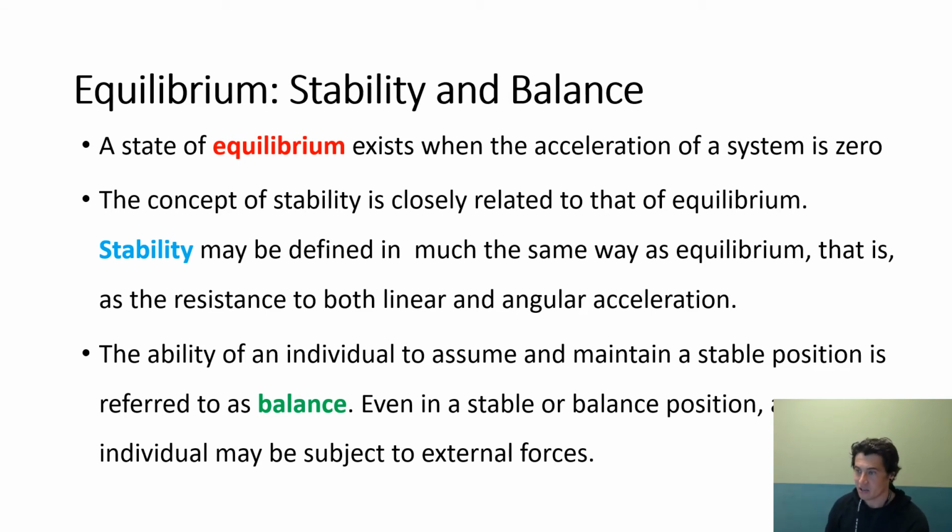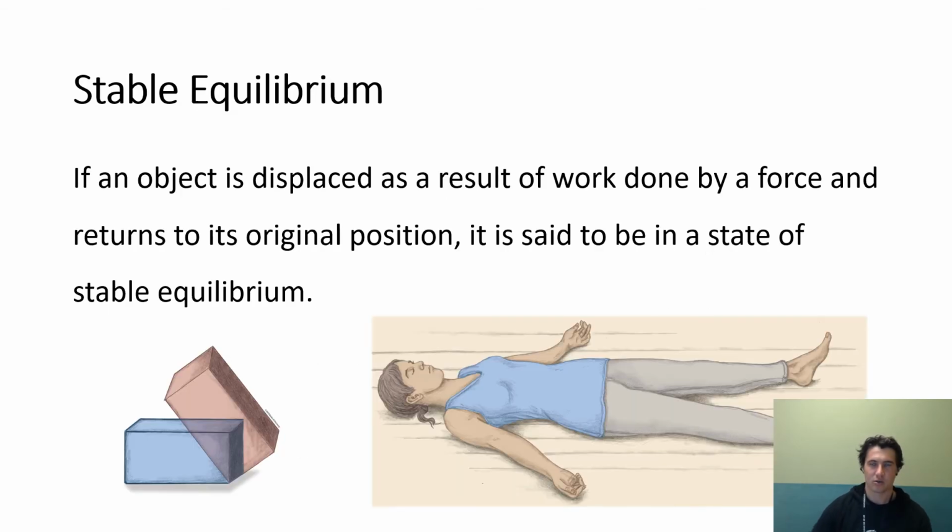The ability of an individual to assume and maintain a stable position is referred to as balance. Even in a stable or balanced position, an individual may be subject to external forces. So sometimes forces are just too big to be able to withstand. Walking is a good example of losing stability on purpose, and then you regather your stability by putting a leg out to maintain balance. If you didn't put the leg out, then you would fall over. So we've got these different ways of explaining stability.